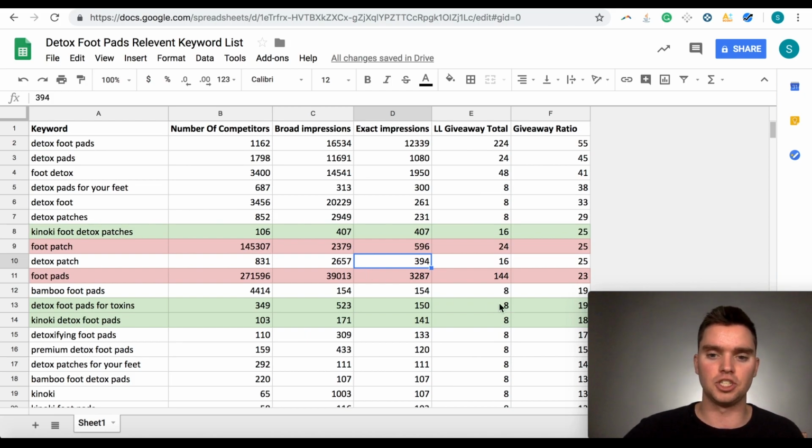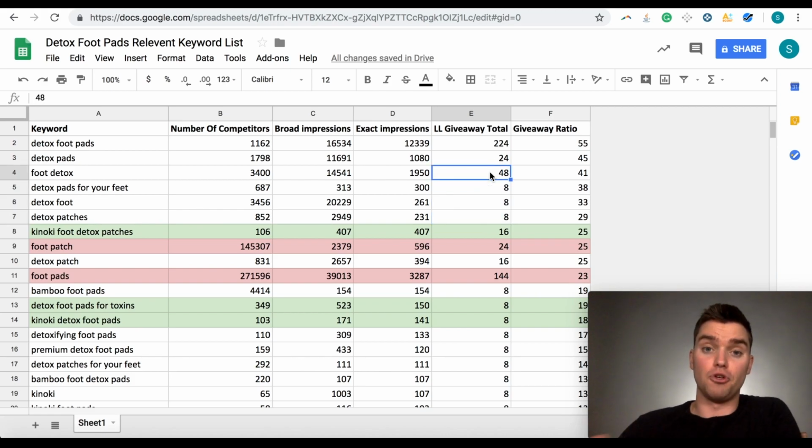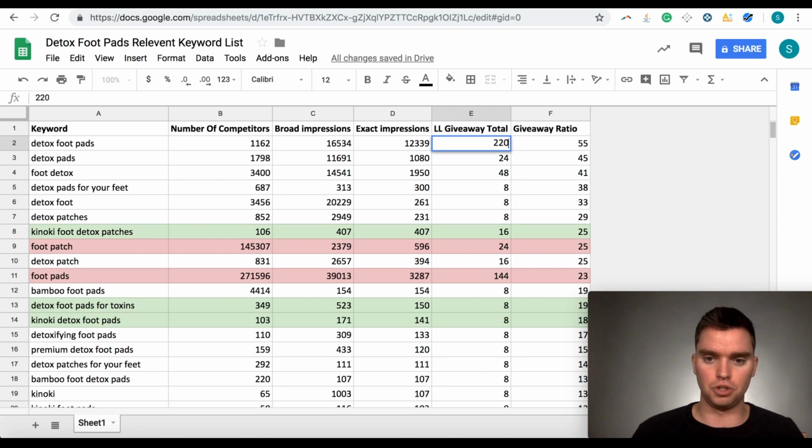But what's going to happen is when you start ranking, you give away 24 units and 8 and 8 and 8 and 48, guess what? You rank for those keywords. Fewer people are searching for those keywords, but they're still searching for them. They're still buying. And guess what? This number starts to go down to 220, then to 200, then to 150, right? And the more you start selling organically, the fewer giveaways you need to do for other keywords, okay?